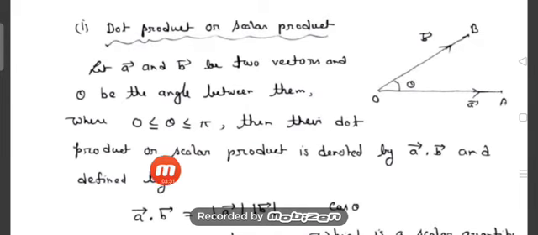Then their dot product or the scalar product is denoted by a bar dot b bar. Don't forget to give this symbol.